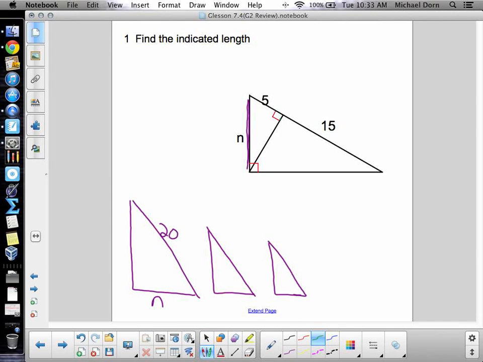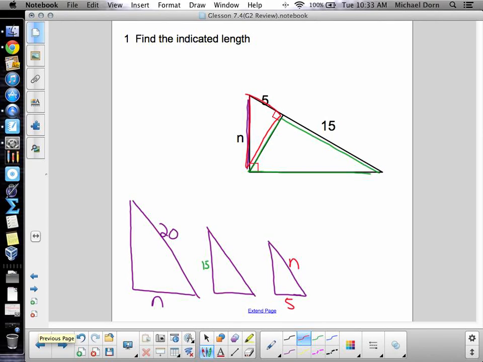In the middle triangle, the short leg we don't know. The long leg is 15. Hypotenuse we don't know. In the triangle on the right, the little triangle, the short leg is 5. The long leg we don't know. The hypotenuse is n. Which 2 am I going to use to set up my proportion?